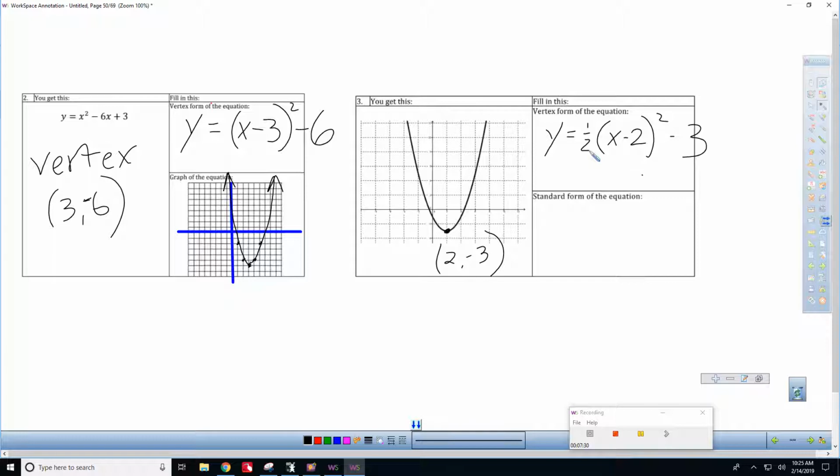So I had to do some guessing and checking. And that's pretty tough. I don't think I'll ask you to do it that difficultly on the test. But it is something you can do. Okay? Now, how do I find the standard form of the equation? I got to get my math on. So y equals 1/2. I got to do order of operations here. So exponents first.